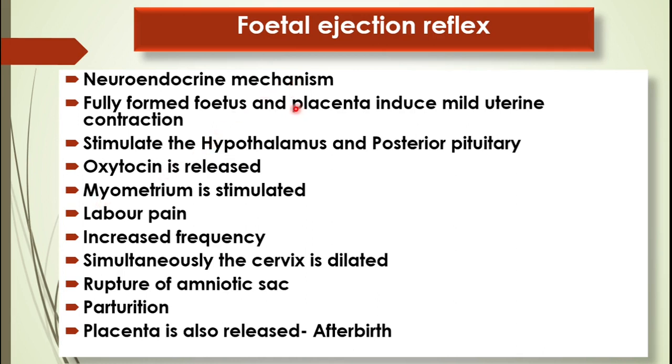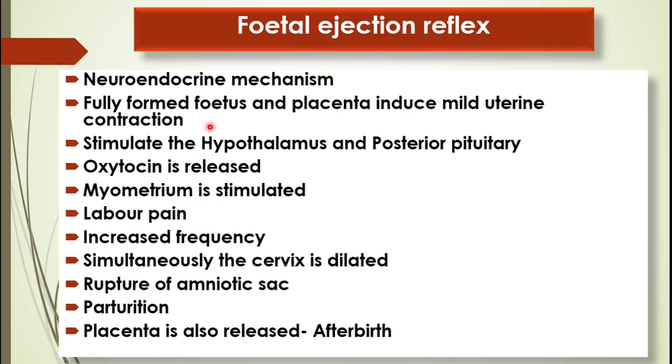So earlier it was a very mild contraction. Now when oxytocin is released, the myometrium contracts in a very vigorous manner, and that initiates the first labor pain. Once the myometrium is contracting, the contraction of the uterine myometrium once again sends impulses to the hypothalamus, and then the posterior pituitary again releases oxytocin. So the cycle is continued. When there is an oxytocin release, there is a myometrial contraction. When there is a myometrial contraction, again the posterior pituitary is stimulated.